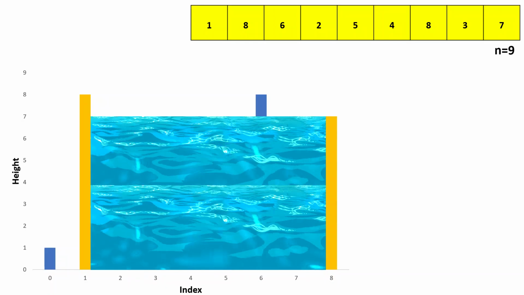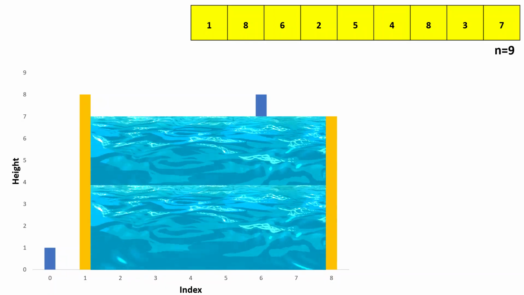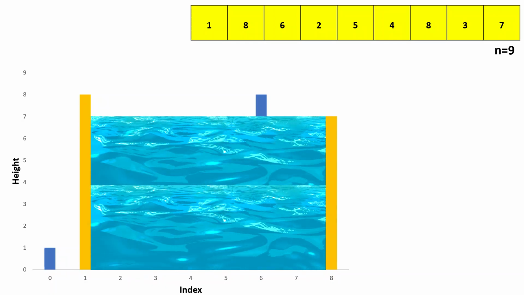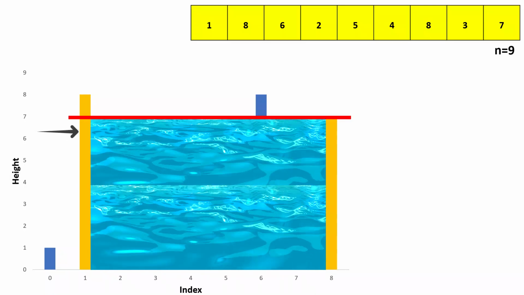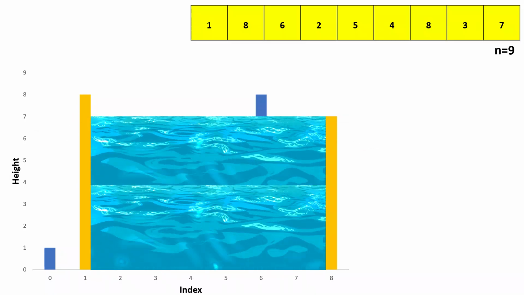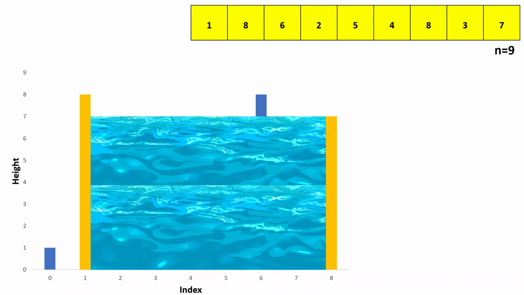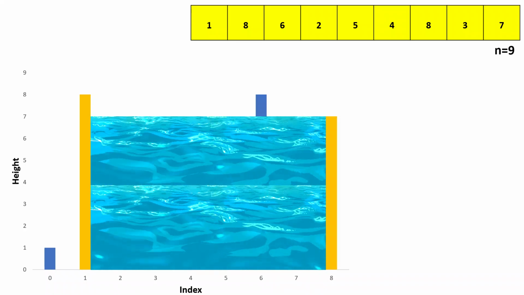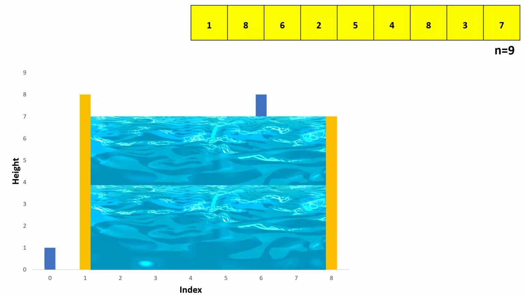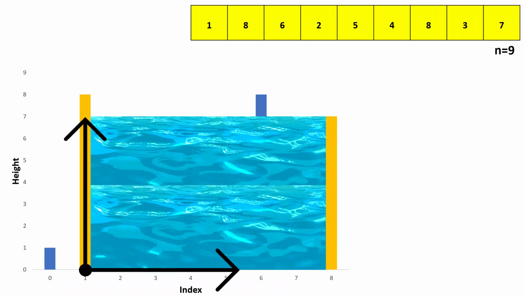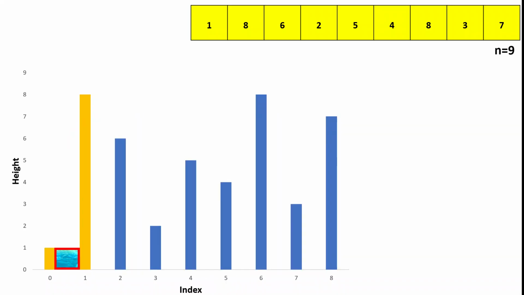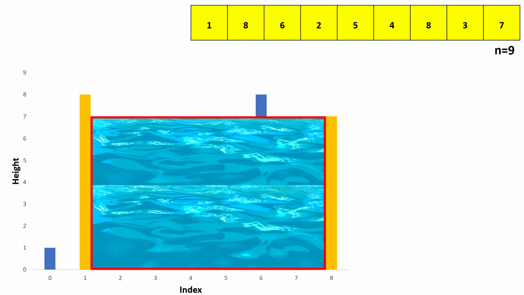So in general, we can say a container can hold water only up to a level which is equal to the minimum of left and right heights. After that, it will overflow. We can calculate the amount of water the left and right heights can hold by simply multiplying the x and y axis values, which is nothing but the area of the square or rectangle which gets formed when we fill it with water.